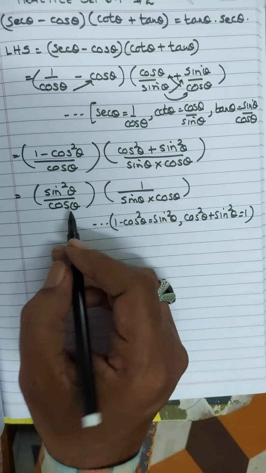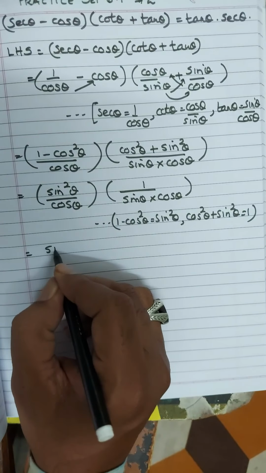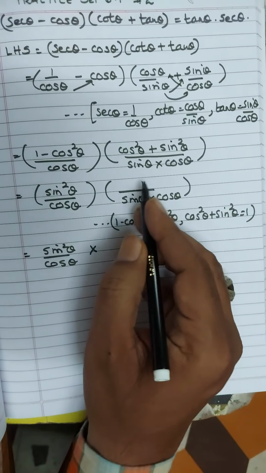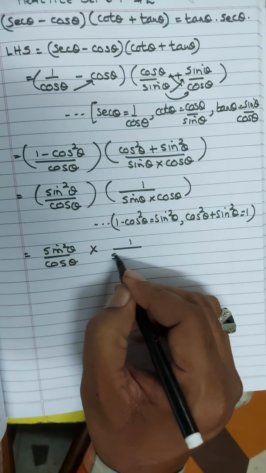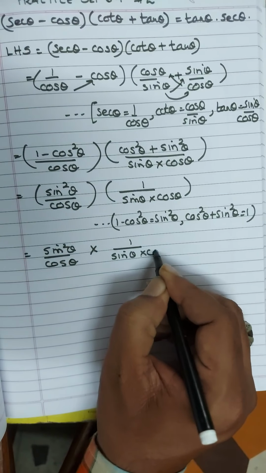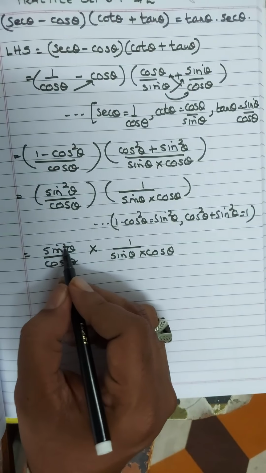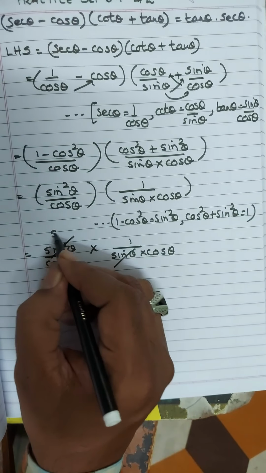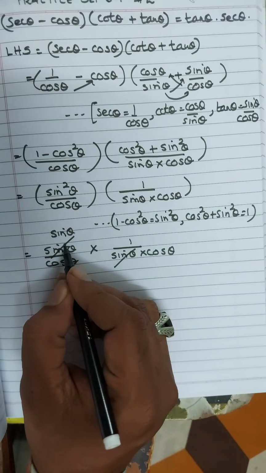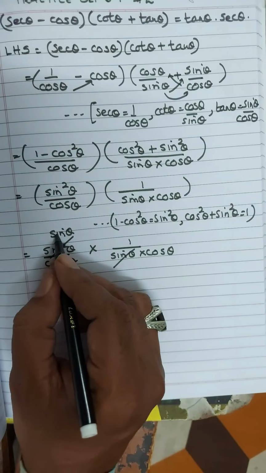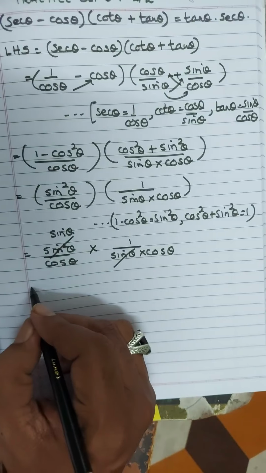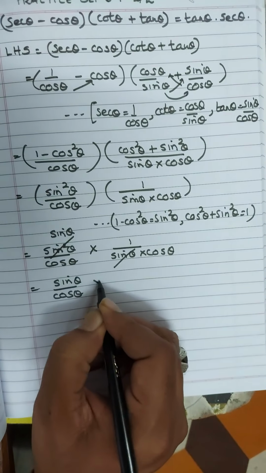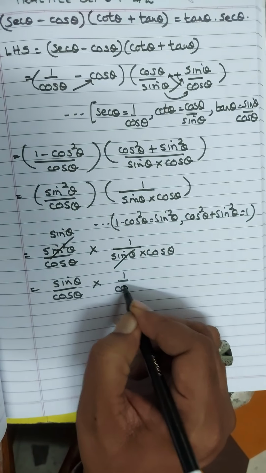Now open the bracket with a simple multiplication sign. So sin square theta upon cos theta, open the bracket with a multiply sign, and this 1 upon sin theta into cos theta. Now see here, the power is 2 and here it is 1 only. So we can cancel sin theta with sin theta, and the remaining is sin theta, because the square is there. So 1 we have already taken, so the remaining is sin theta. Now sin theta upon cos theta multiplied by 1 upon cos theta.